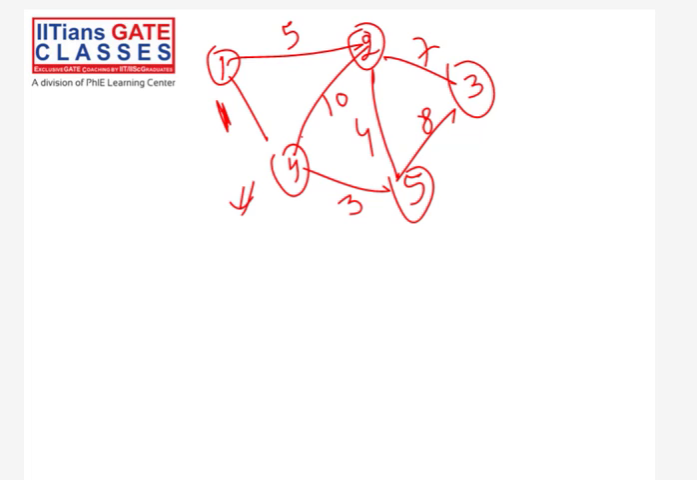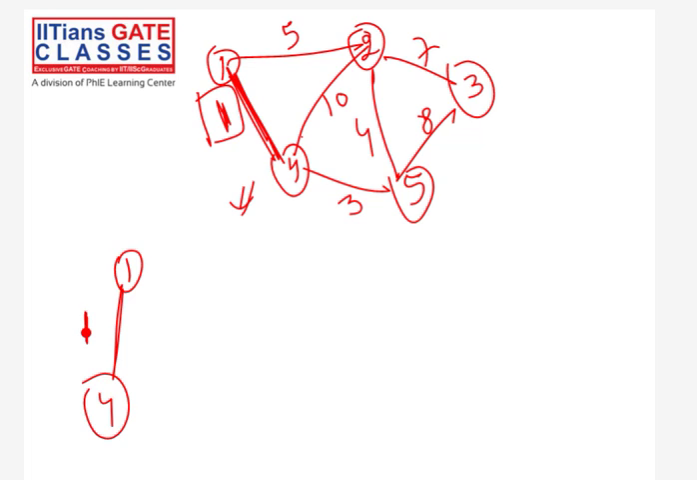So what Kruskal says is, since all the vertices are required in the minimum spanning tree, you sort the edges in ascending order. As simple as that. Once you sort the edges in ascending order, starting from the minimum weight edge, take that and include that in the final MST.